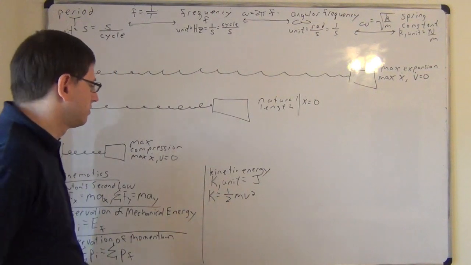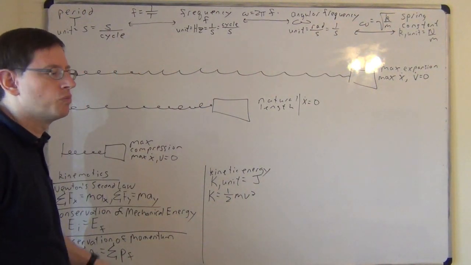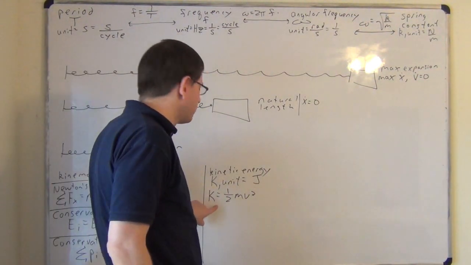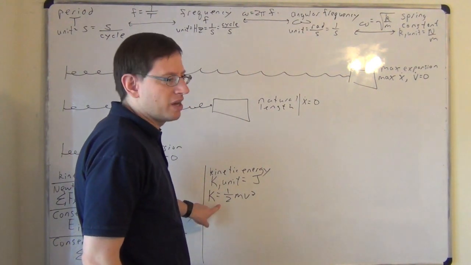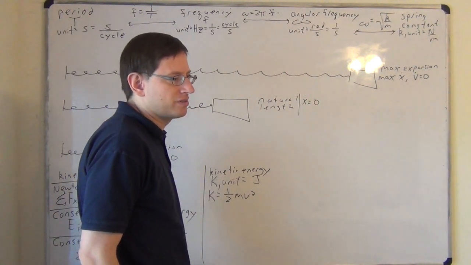If V is constant zero velocity? Pardon? No. We'll talk about that more in a second. Okay. When V is zero, kinetic energy is zero. Okay, we'll come back to that in a moment. And when would K be maximized? When V is maximized. Okay, good.